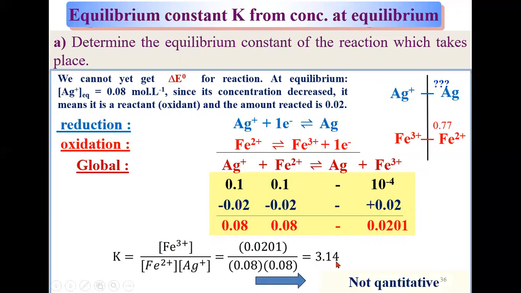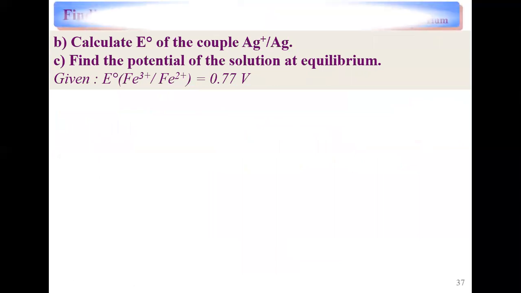Clearly this K is not quantitative and it's not complete. Of course, I didn't put 0. None of these became 0 at equilibrium because the K is not large.